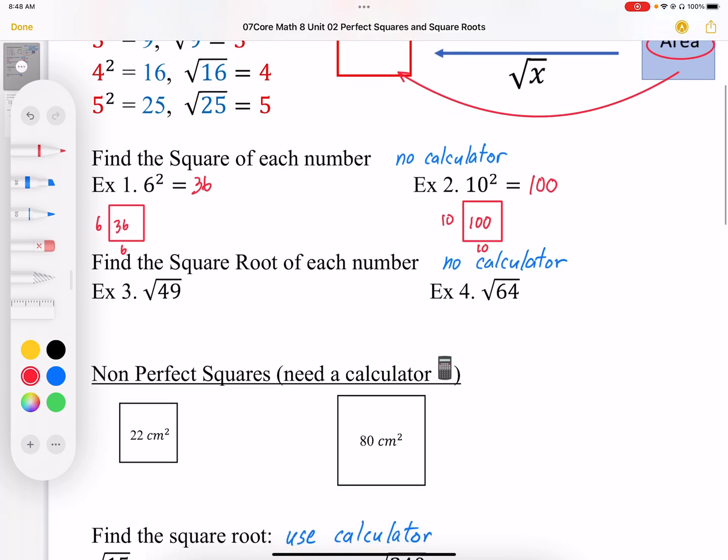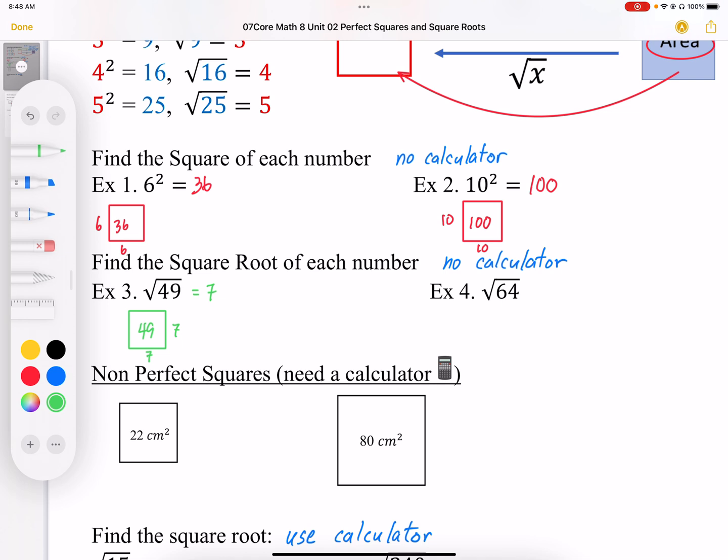When we talk about square root, we're doing the opposite. We're starting with area. So we have a square again. The area is 49. The square root is going to give us side length. So the side length of a 49 square is 7.